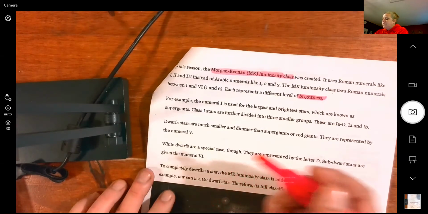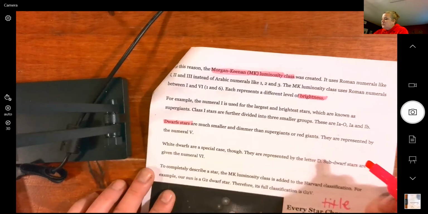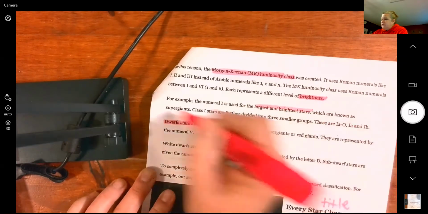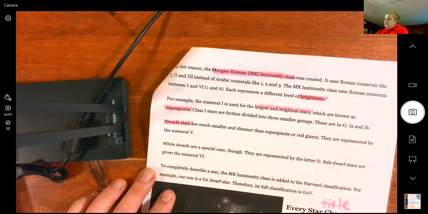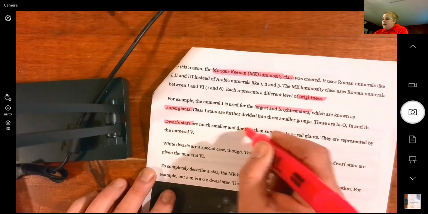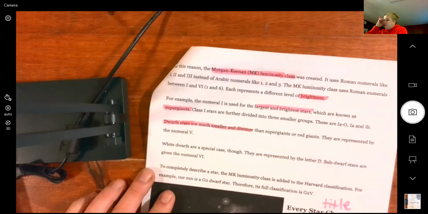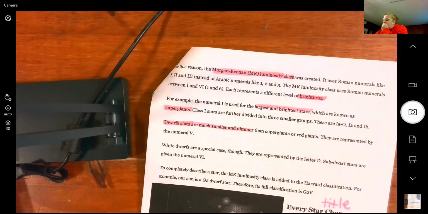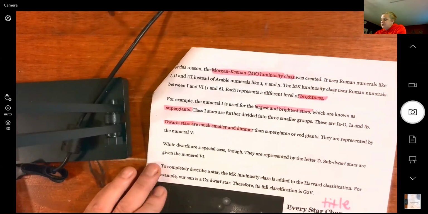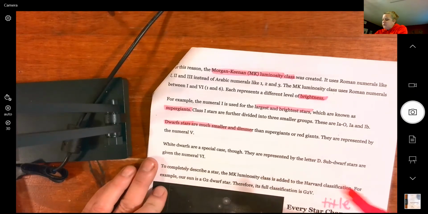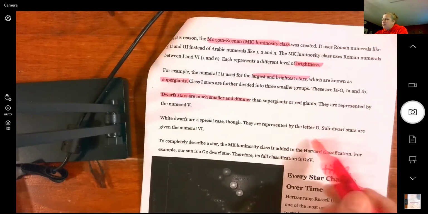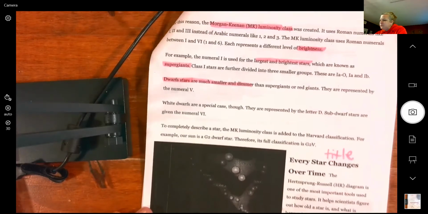So we're going to look at dwarf stars. Oh, missed the first one. Largest and brightest, supergiants. Dwarfs, smaller. Their name makes sense, right? Like Snow White and the Seven Dwarfs. Smaller and dimmer. And then white dwarfs. I don't think we need the letter for them.